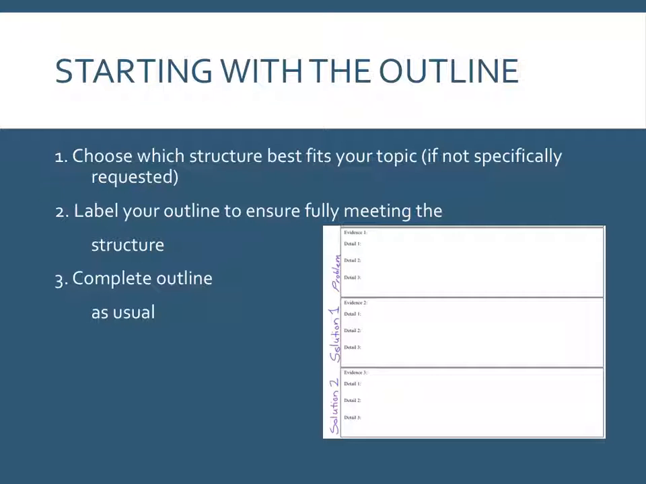Now when you're setting yourself up to make sure you're using one of these organizational strategies, you can actually annotate your outline. I would recommend that you start by choosing the structure that you think will best fit your topic. So get your topic and your claim in mind before you go any further, before you even start brainstorming your evidence. Think, how should I best organize this? Then you can add your labels, and you see I've given you an example here. Add your labels off to the side of the outline, and if you don't like this outline template, create your own. That's also fine. But make sure that you include those labels so that you are fully meeting the structure.